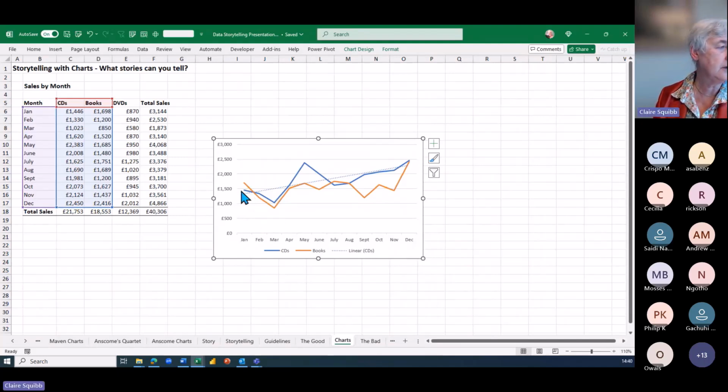Here you can see that on the whole, the orange line, books, is below the blue line, CDs, but there are two places where it actually overtakes them. January, we've got high book sales, and in July, we've got high book sales.